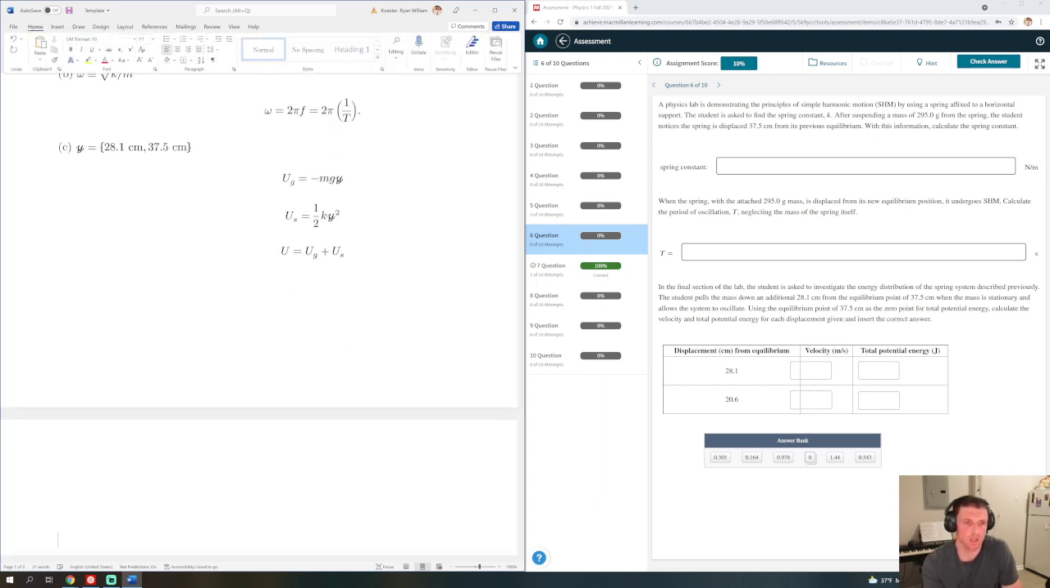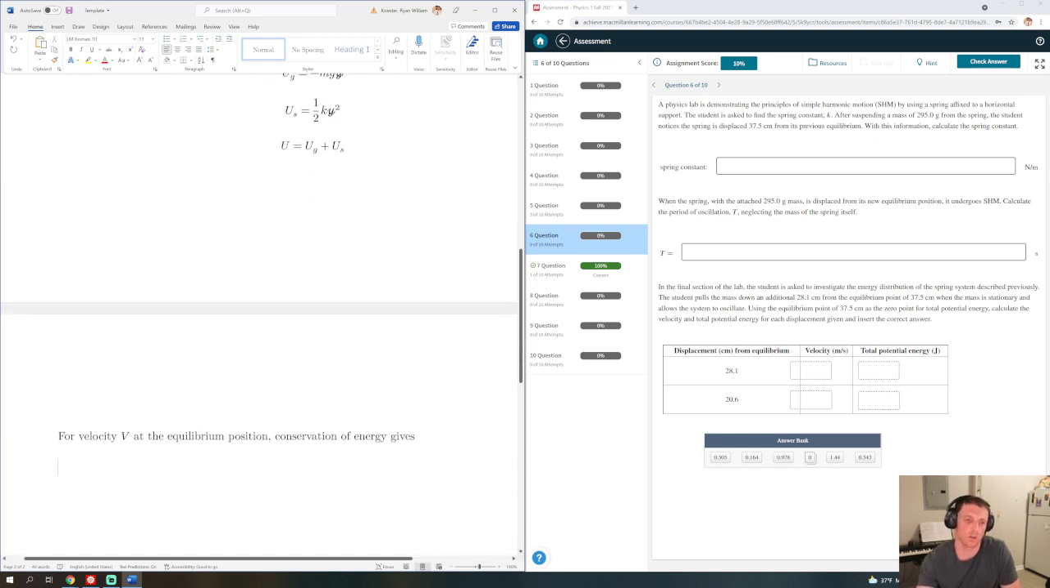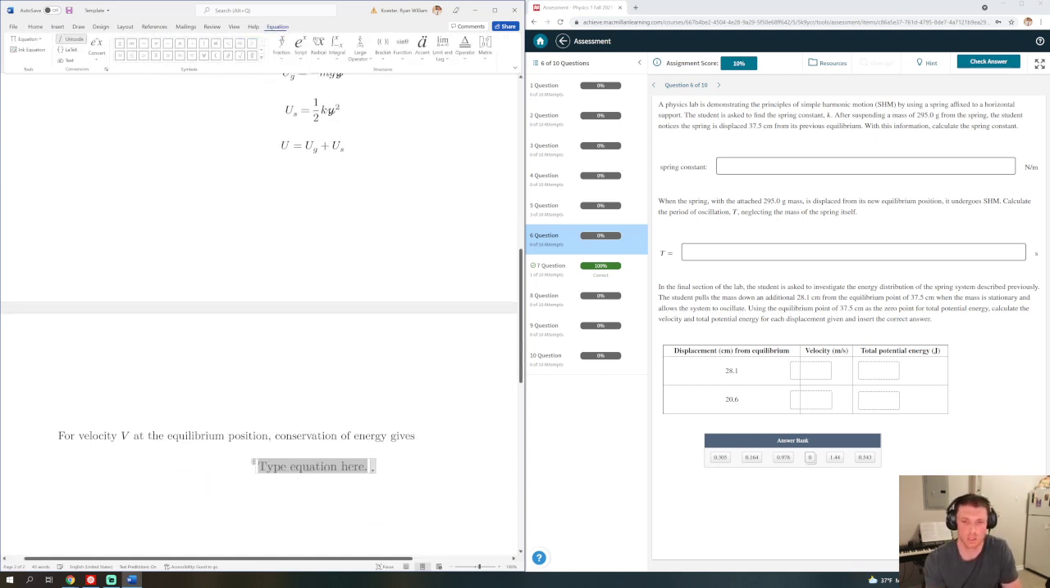So what I'll say is, for velocity big V at the equilibrium position, conservation of energy gives, okay, cool. Sanity check there. Just that U, right? Remember, U is the total potential energy. It's the sum of the gravitational potential energy and the elastic potential energy, is going to equal the kinetic energy, right, at the equilibrium position.